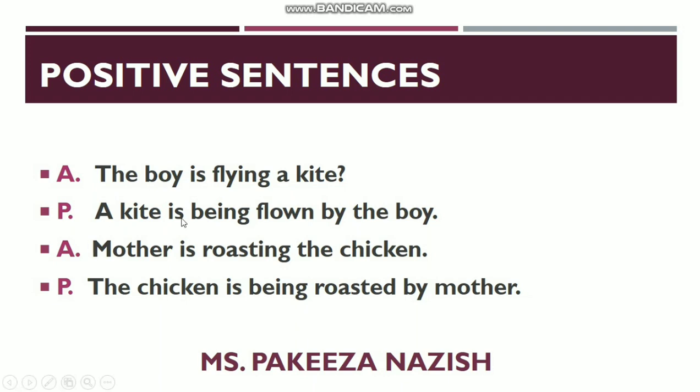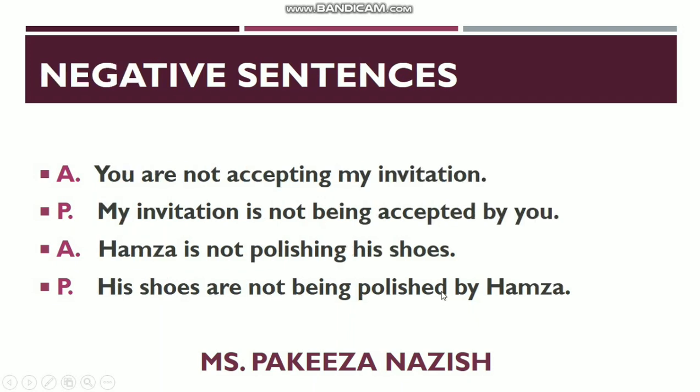passive voice. Mother is roasting the chicken. The chicken will come in the beginning of the sentence. The chicken is being. For ing, being. Roast, roasted, third form of verb, by mother. Mother in the beginning of the sentence will come in the end of the sentence.